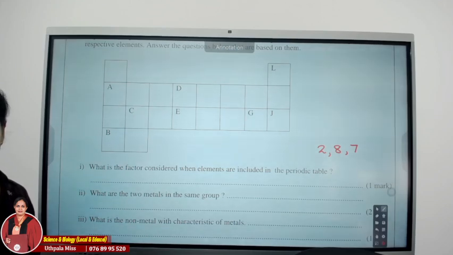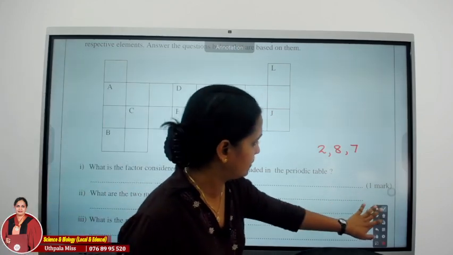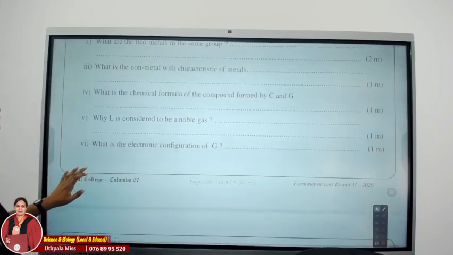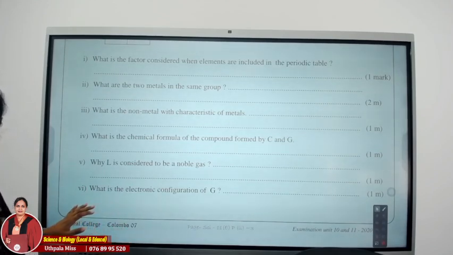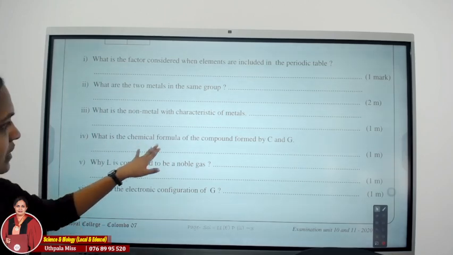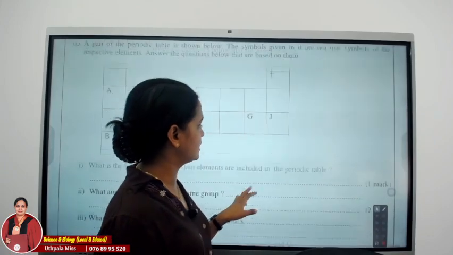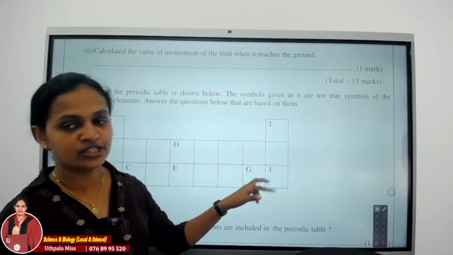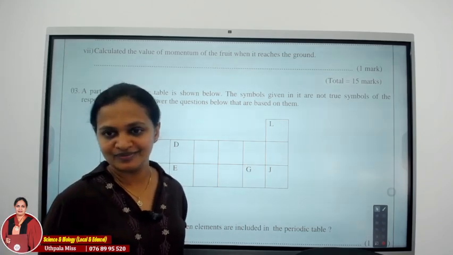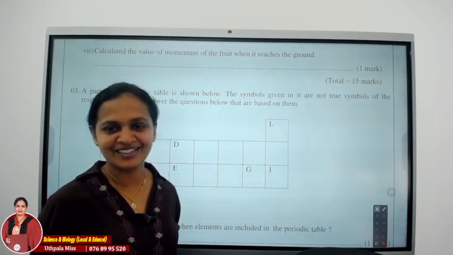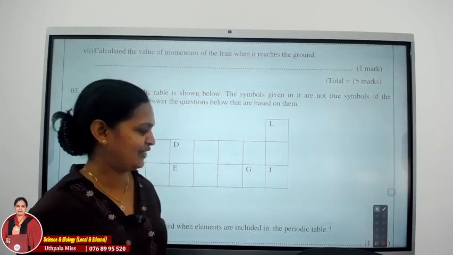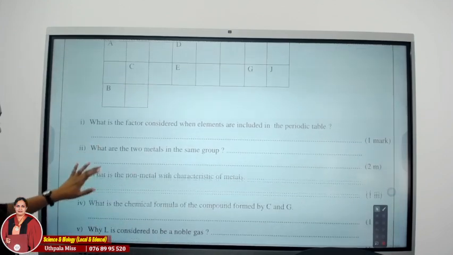Excuse me, yes, what is the answer for 7? What is the seventh one? The seventh one, given G, the electronic configuration is 2, 8, 7. No, 4. What is the chemical formula of the compound formed by C and G? That is CG2.